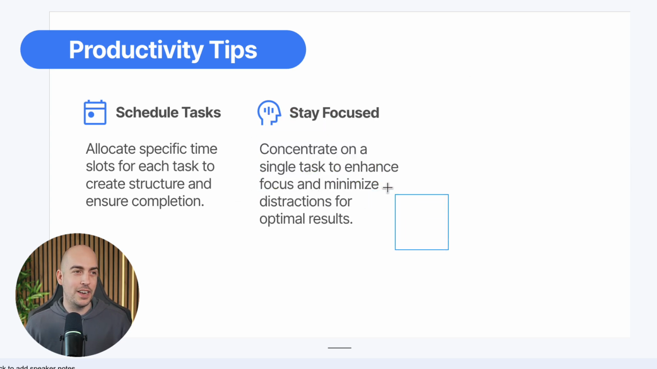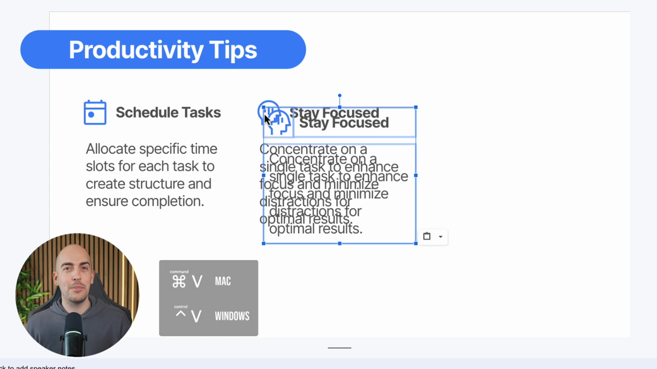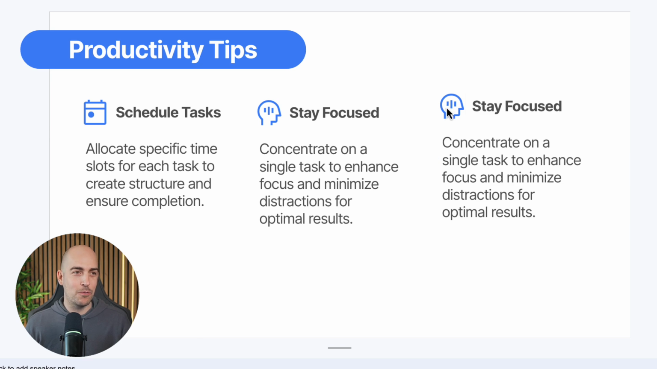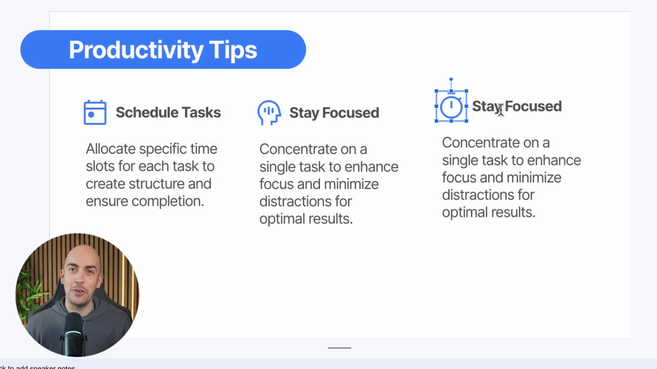And same as before, I'm going to click and drag to highlight all three objects. Command and C or Control and C, Command and V or Control and V to paste. Move that one roughly over here. Again, right click on the image, Replace Image, Upload from Computer, and choose my last icon here, and then edit all of the other information.